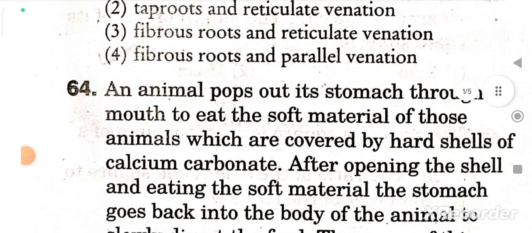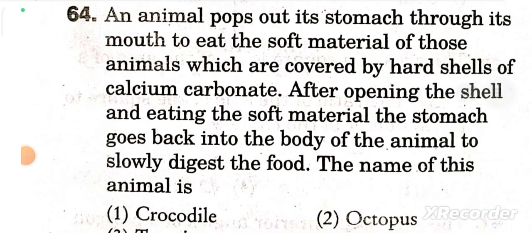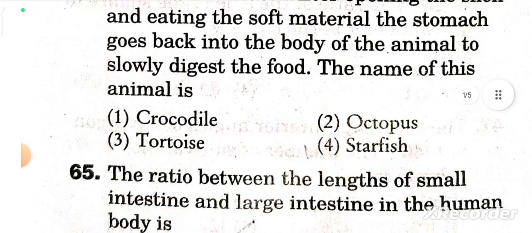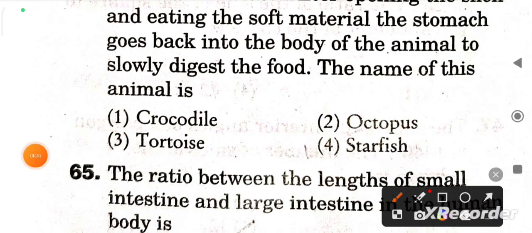Next question is, an animal pops out its stomach through its mouth to eat the soft material of those animals which are covered by hard shells of calcium carbonate. After opening the shell and eating the soft material, the stomach goes back into the body of the animal to slowly digest the food. The name of this animal is starfish. Fourth one will be the correct option here.